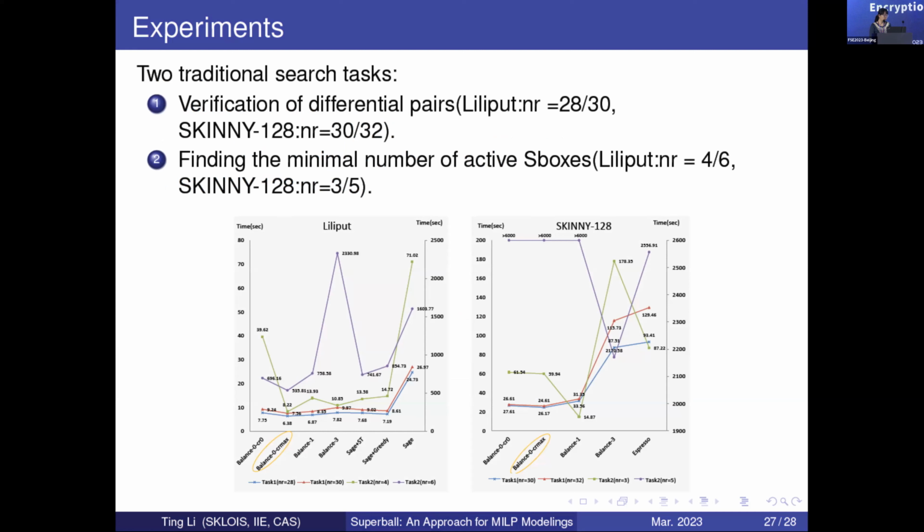And to test their efficiency, we designed 2 traditional search tasks. Task 1 is the verification of differential pairs, and the second task is finding the minimum number of active S boxes. And from the results, we can see that the balanced 0 CR max, which has the max cover rate, has a better efficiency in most of our experiments, although no model has the best efficiency in all cases. And this is our experimental results. And that's all. Thank you.